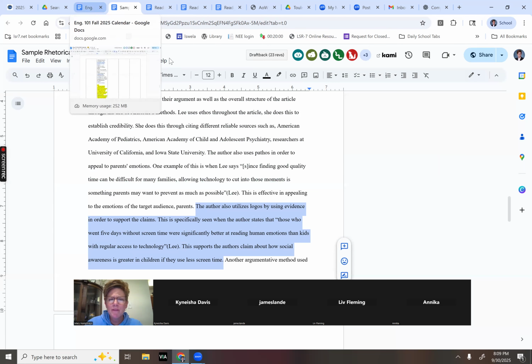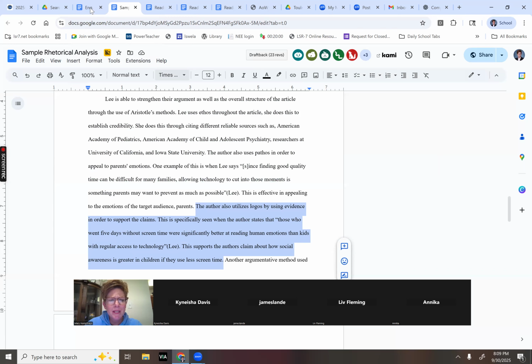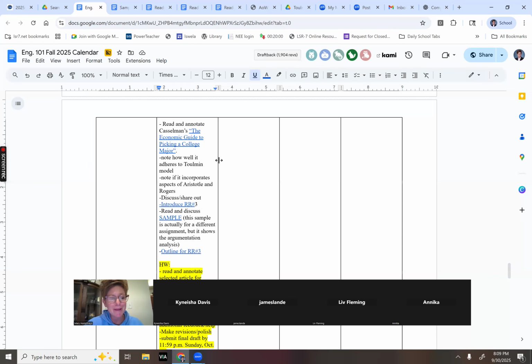So if you need it, come back to that sample. I think it does some really good things, even though I admit it's very different than what we're doing, right? They took two separate articles, compared them, ultimately deciding which one is stronger. For your reader response, you are simply analyzing one article. So you're going to summarize that article, then you're going to analyze the argumentation strategies.